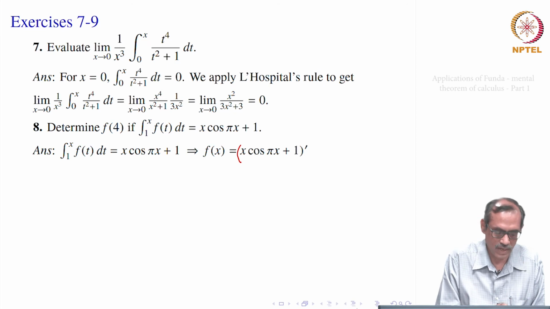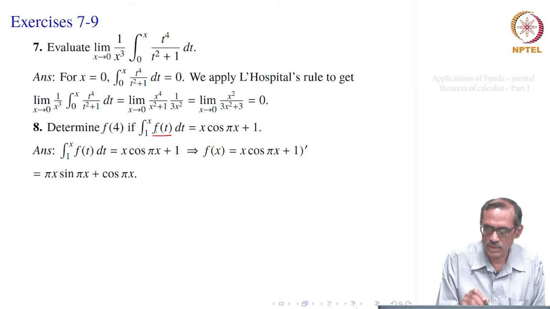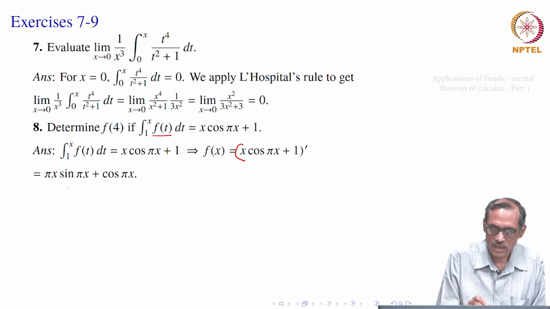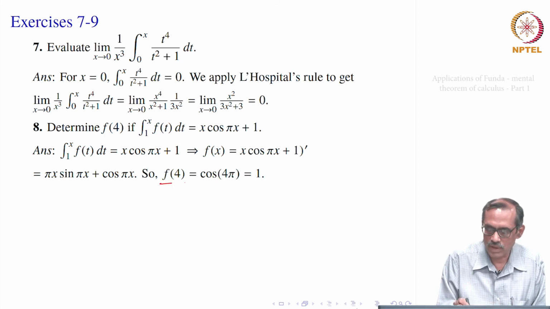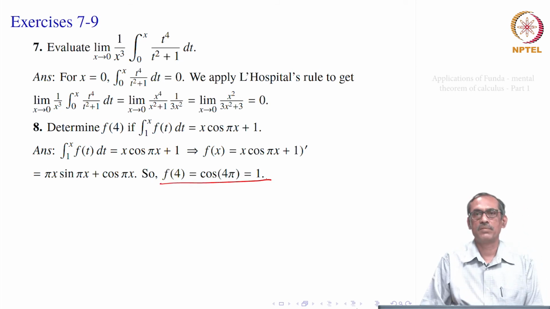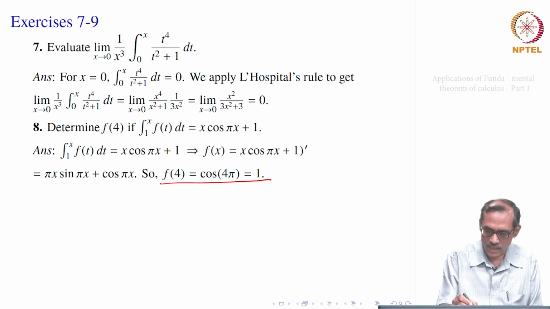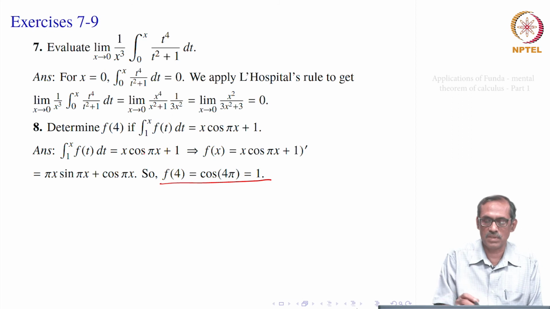x cos pi x plus 1. But how do you integrate? If it is given f of t, you will not be able to integrate, but you have to really differentiate. So, first find what is the derivative of x cos pi x plus 1. Anyway, that derivative is required, right. So, you see f of x will be equal to this, and then that gives you f of 4 equal to cosine of 4 pi equal to 1.